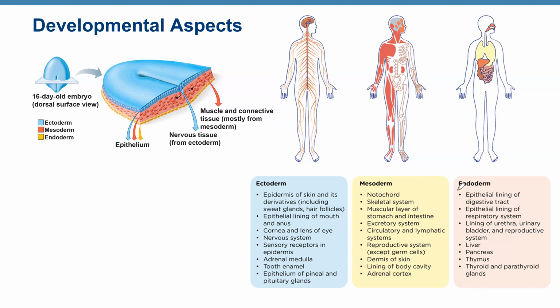And endoderm is going to form the epithelial lining of the digestive tract, the epithelial lining of the respiratory system, the lining of the urethra, urinary bladder, and reproductive system, and the liver, pancreas, thymus, thyroid, and parathyroid glands.